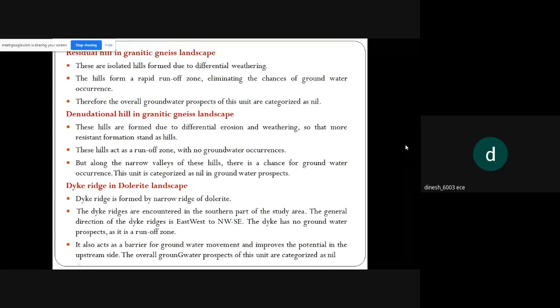Next is the residual hill in granitic genesis landscape. These are isolated hills that are formed due to differential weathering. The hills form a rapid runoff zone which eliminates the chances of groundwater occurrence. Therefore, the overall groundwater prospects of the unit are categorized as nil.